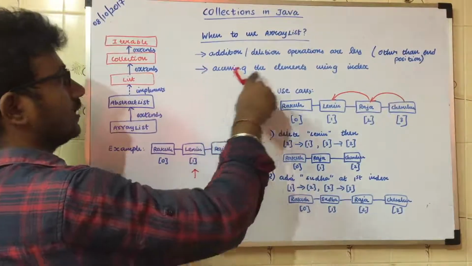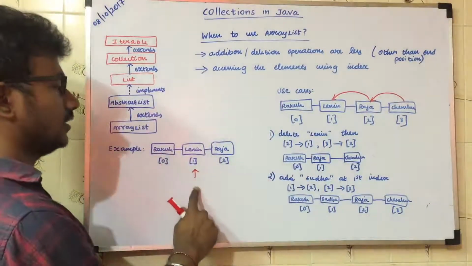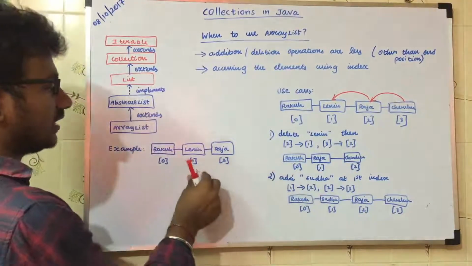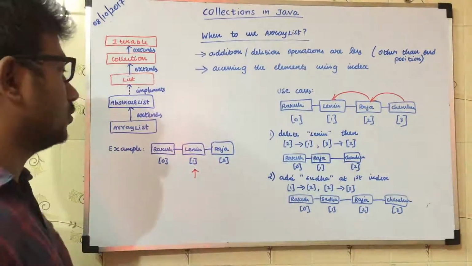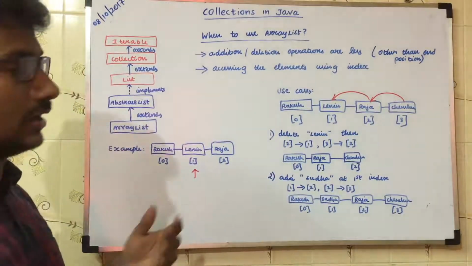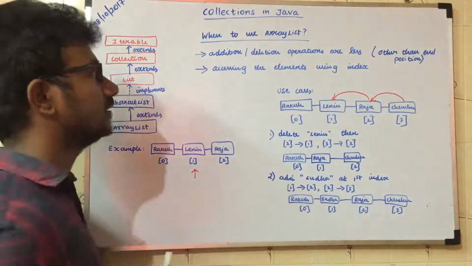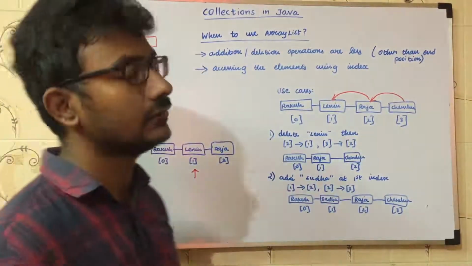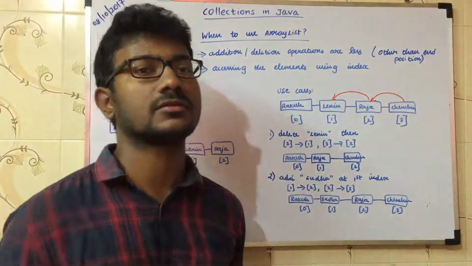And then the second point, accessing the elements using an index. If you know the index that you need to access, then you can directly access the data present at that index. You don't need to iterate over all the elements to find the value. You can point directly using the index. These are the two statements you need to consider when preferring ArrayList over other collections.